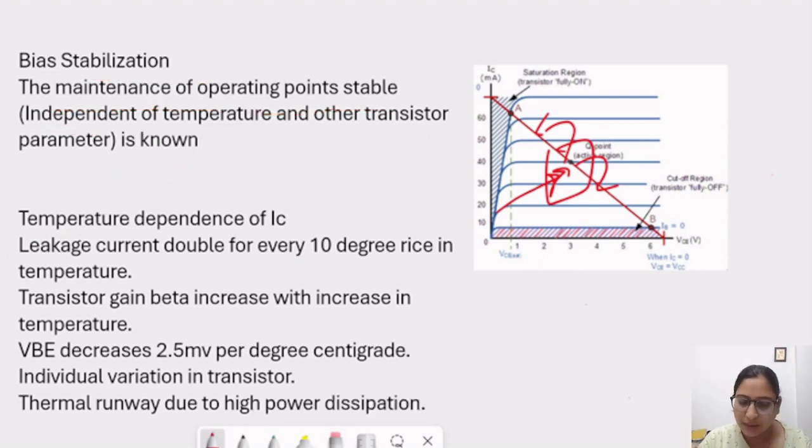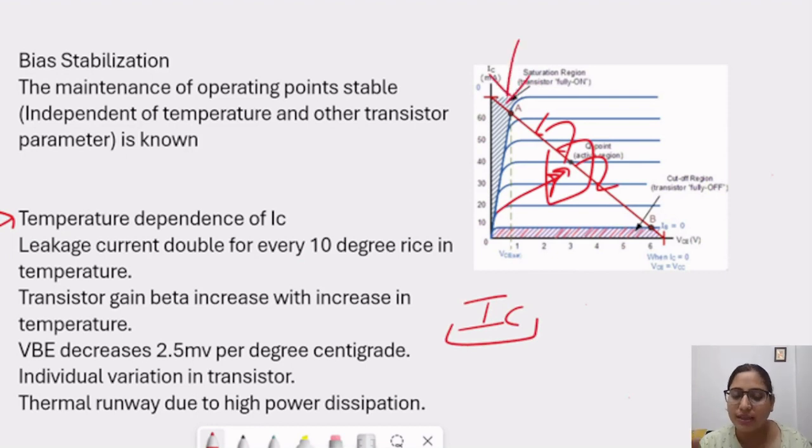Now we will know why we need this stabilization. The main term here is temperature dependency of IC. We know that IC is the collector current and it is our output current also. And the DC load line or the output characteristic of the transistor is directly related with the collector current. So if temperature increases, this collector current will change, and if this collector current changes, it means the output characteristic will change, and this operating point will shift upwards and downwards in the DC load line. So it can create a massive change in the output of the transistor.